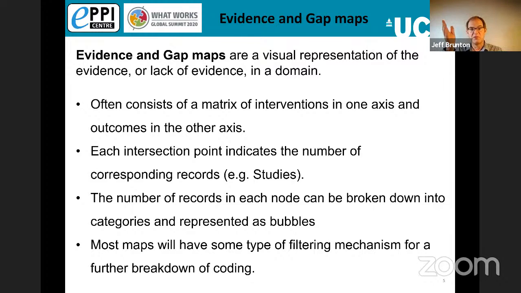At the intersection point of each of those interventions and outcomes, there'll be a node. That usually indicates the number of records, in most cases the number of studies, that are relevant to that particular intersection point. The records in each of those nodes might be broken down further into categories, such as study type, or quality assessments of those studies. They're usually represented as bubbles in some way, so you'll see maps with little bubbles in them. And then most maps will have some type of filtering mechanism for further breakdown of the coding that you're looking at.